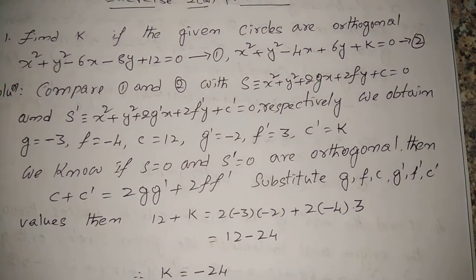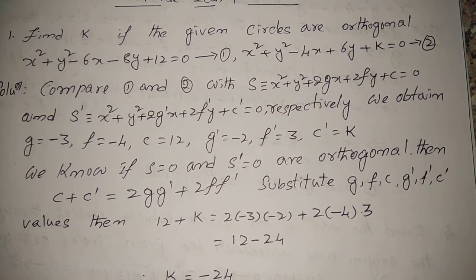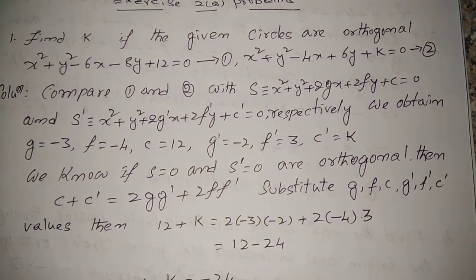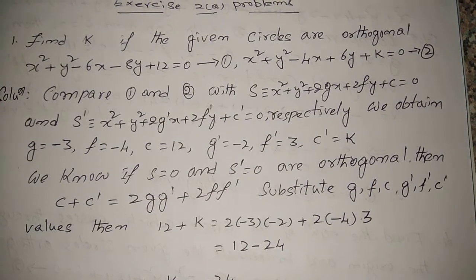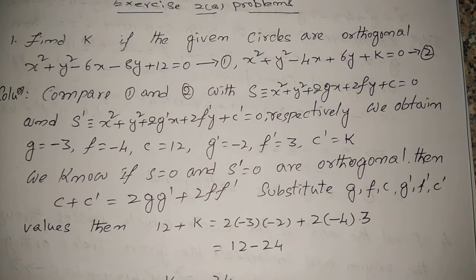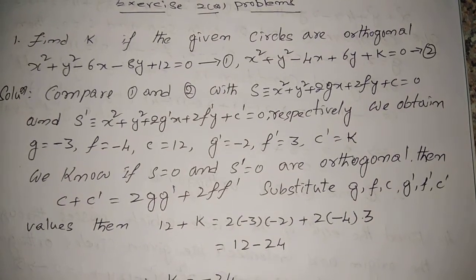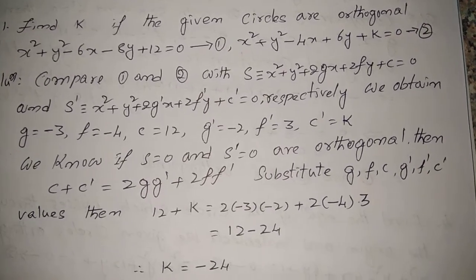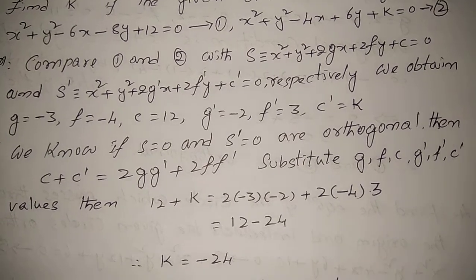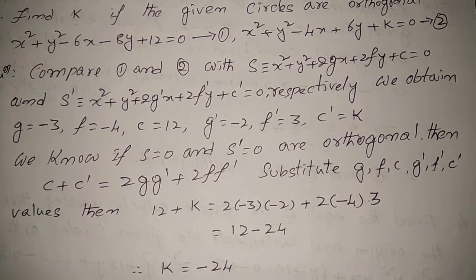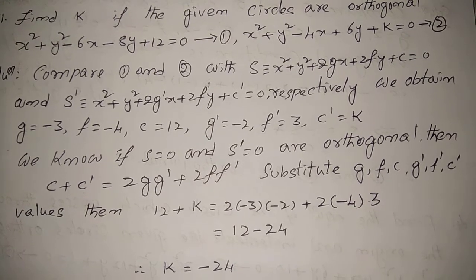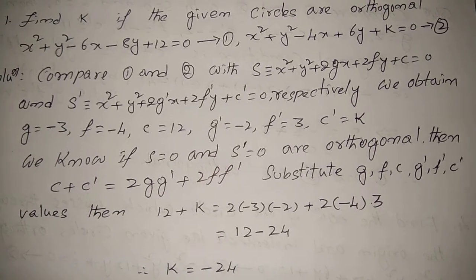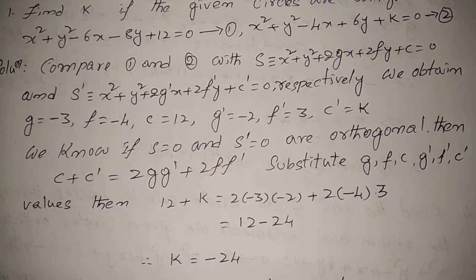We know if S is equal to 0 and S dash is equal to 0 are orthogonal, then c plus c dash is equal to 2gg dash plus 2ff dash. Substitute g, f, c, g dash, f dash and c dash values in this formula. We get 12 plus k is equal to 2 into g g dash, minus 3 into minus 2, plus 2 into f f dash, minus 4 into 3. That is equal to 12 minus 24. Both sides cancel 12. K is equal to minus 24.